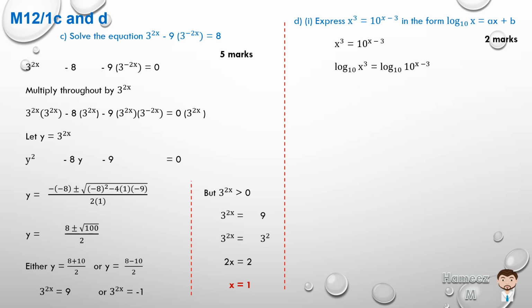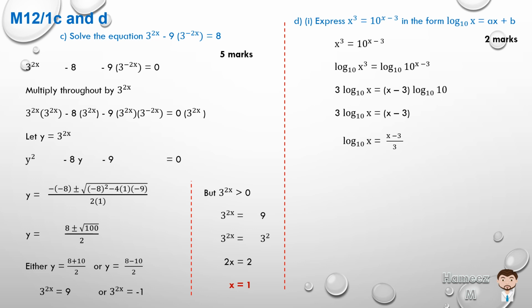So that means we can rewrite 3 log x to base 10 is equal to x minus 3 times log 10 to base 10. And we can simplify that because on the right hand side, log 10 to base 10 is 1. So we have 3 log x to base 10 is equal to x minus 3. So we can have log x to base 10 is equal to x minus 3 over 3.